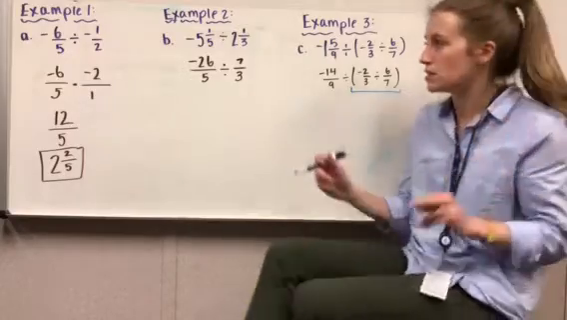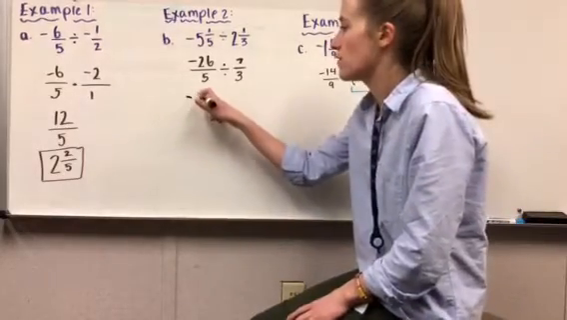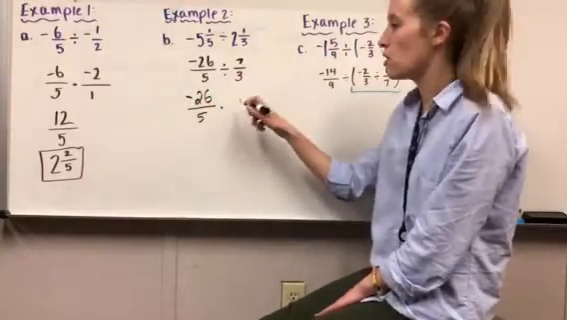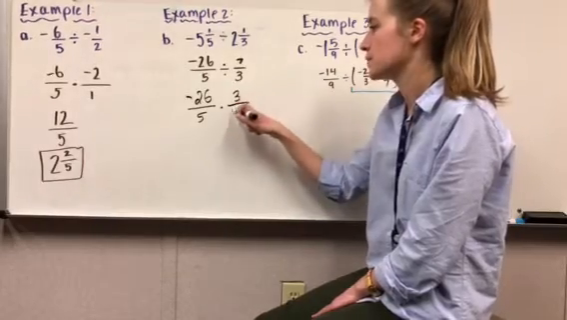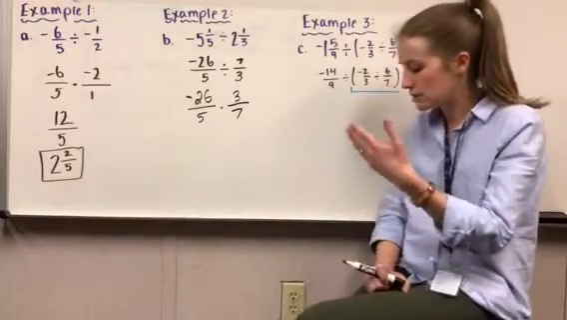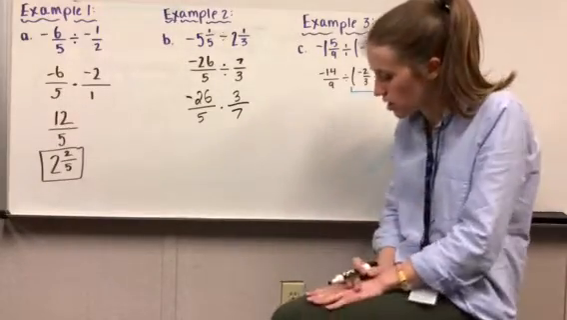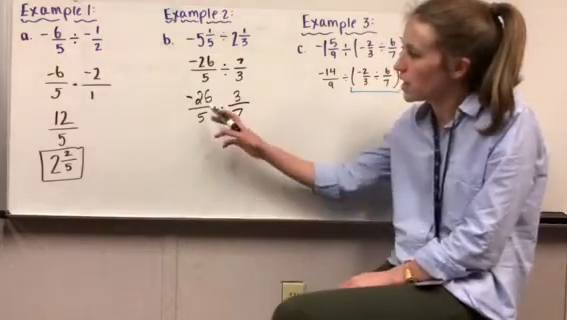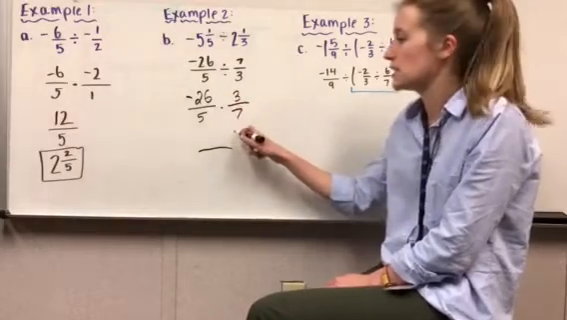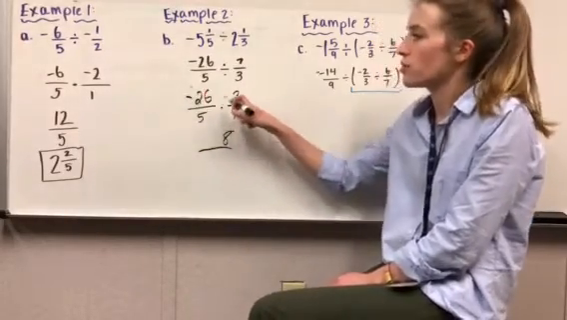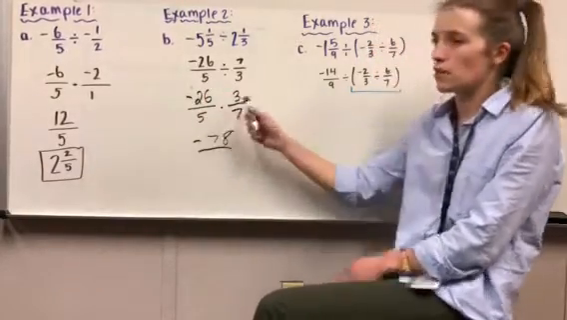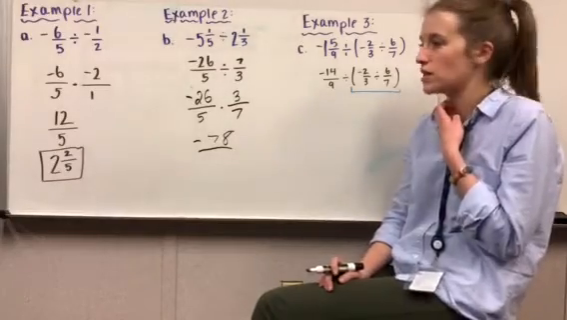My next step is that we have negative 26/5. I change division to be multiplication by the reciprocal. So I'm now multiplying by 3/7. Let's multiply numerator times numerator, denominator times denominator, and go from there. So we have negative 26 times 3. I know that 3 times 6 is 18, so that's 8. Carry the 1. 3 times 2 is 6, plus 1 is 7. And negative times a positive is still a negative, so this is negative 78.